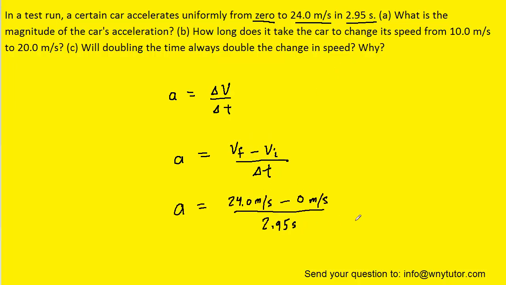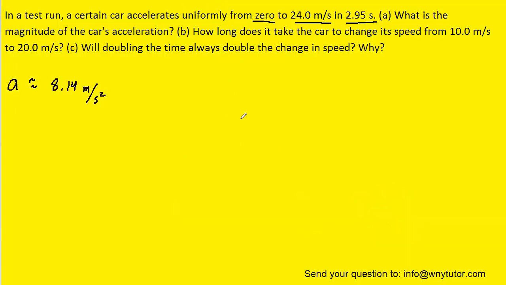And when we compute this, we get a value of approximately 8.14. And then the unit of acceleration would be meters per second squared. So this would be the correct answer to part A. We want to note that because the question says the car is accelerating uniformly, this acceleration that we just figured out can be used for the subsequent parts of this question.